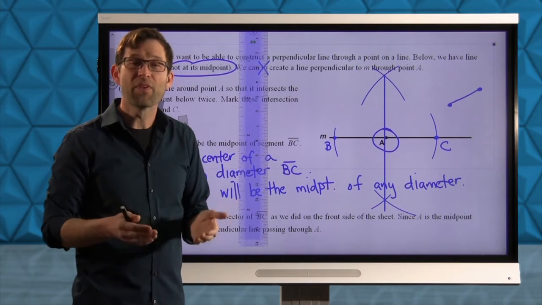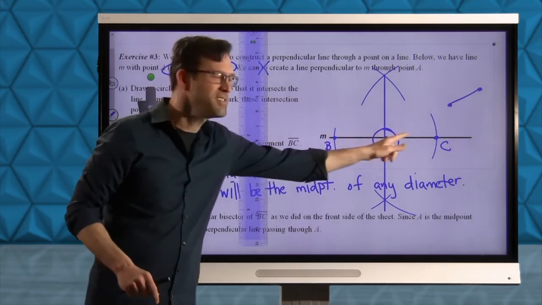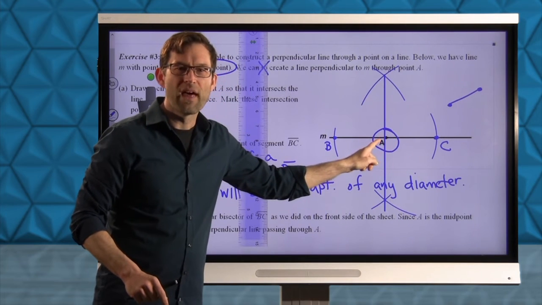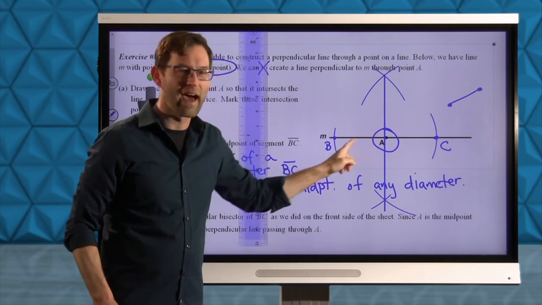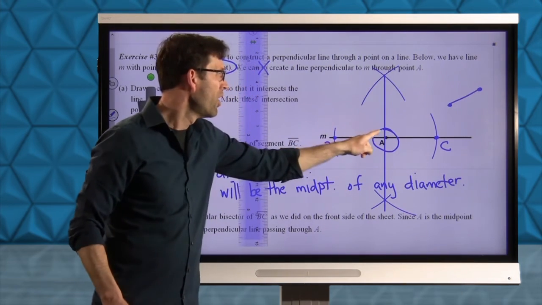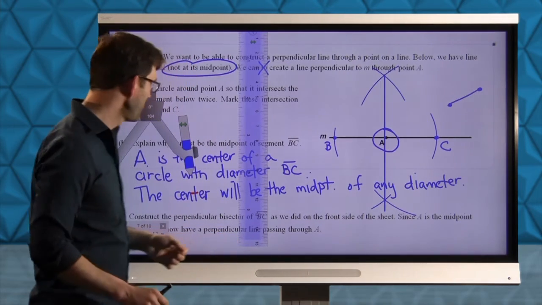But really, the ingenious piece of this is we've now created a segment that makes the point we care about its midpoint. And we do that by drawing a circle with that as its center. That's kind of cool, all right?